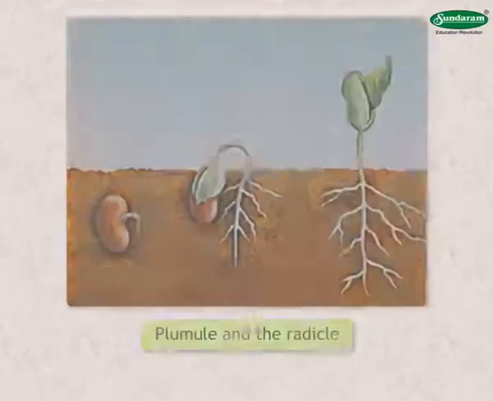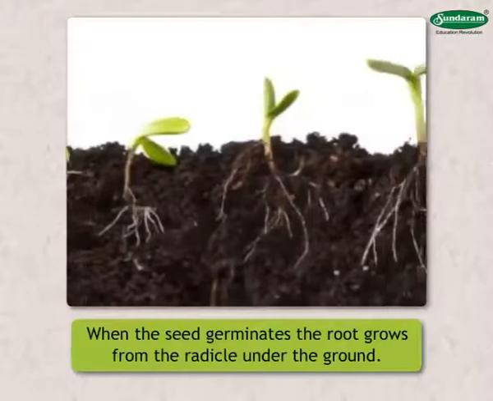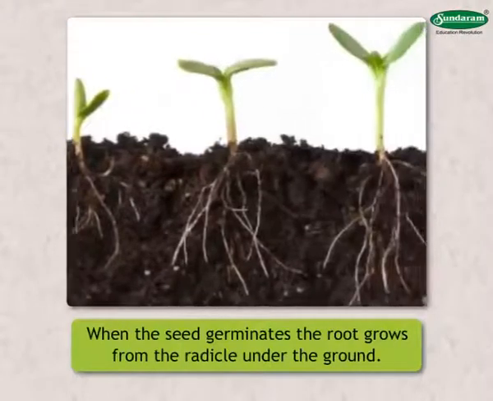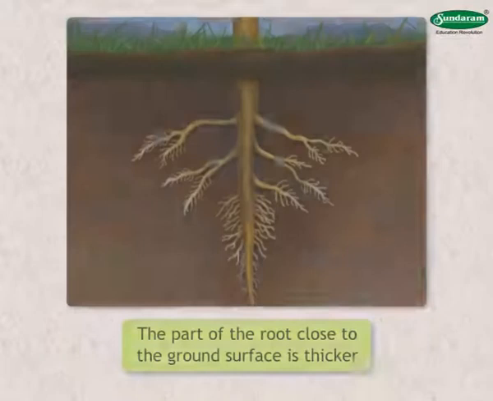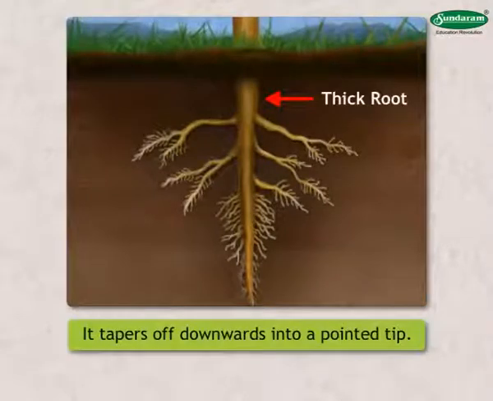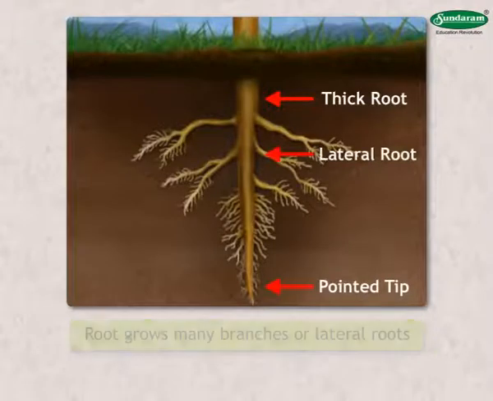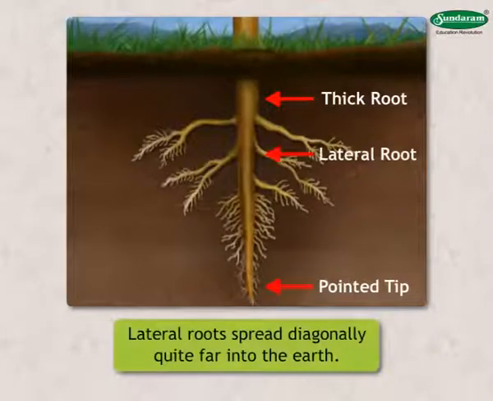Roots. The seed has parts called the plumule and the radicle. When the seed germinates, the root grows from the radicle under the ground. The part of the root close to the ground surface is thicker. It tapers off downwards into a pointed tip. The root grows many branches or lateral roots under the ground. The lateral roots spread diagonally quite far into the earth.